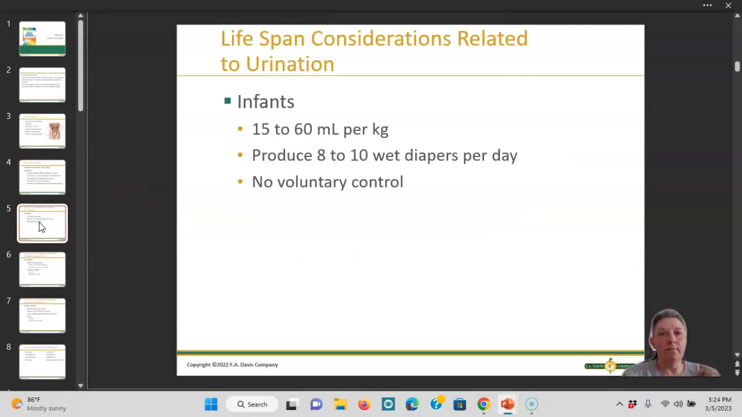So infants, just think about the lifespan with urination. Infants are going to produce 15 to 60 mils per kilogram. They produce 6 to 8 wet diapers a day. They could produce up to 10, but 6 to 8 is how we usually tell a mom and a dad that they're doing just fine with breastfeeding. No voluntary control. So you cannot expect them to hold it. That doesn't happen until 2 to 3 years.